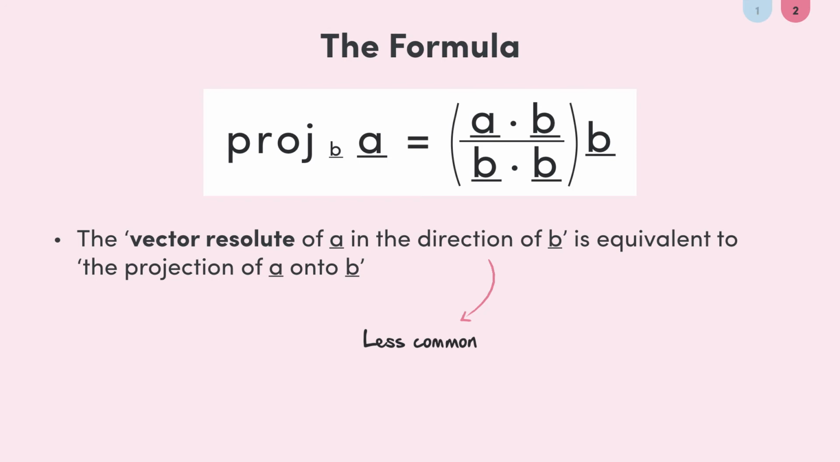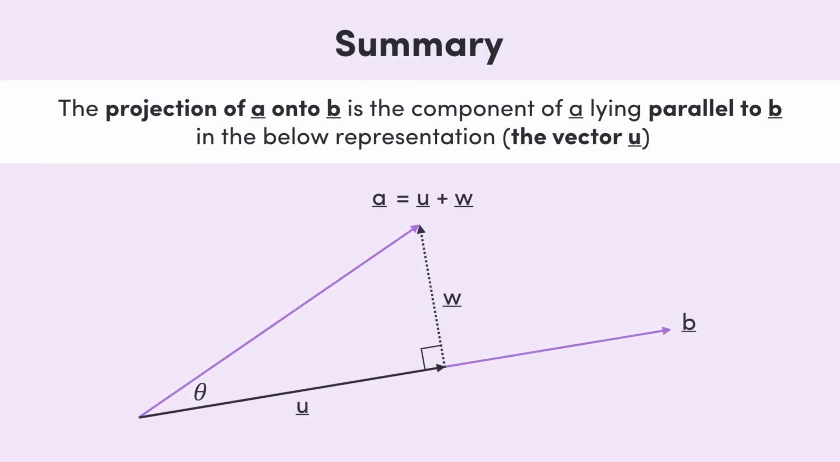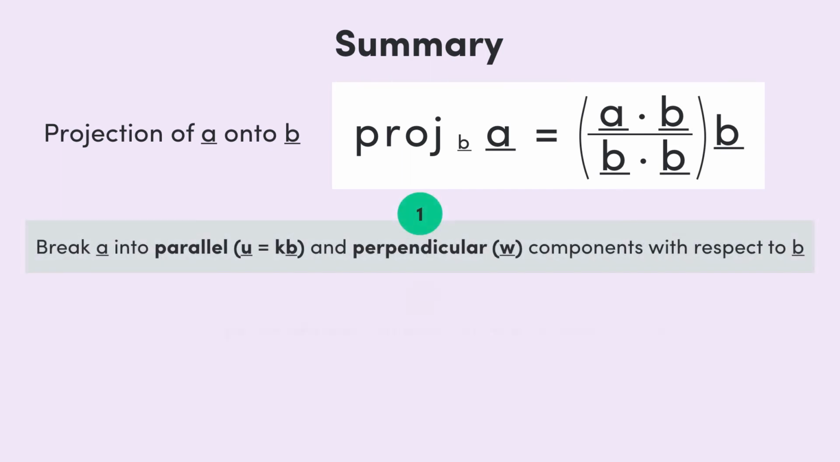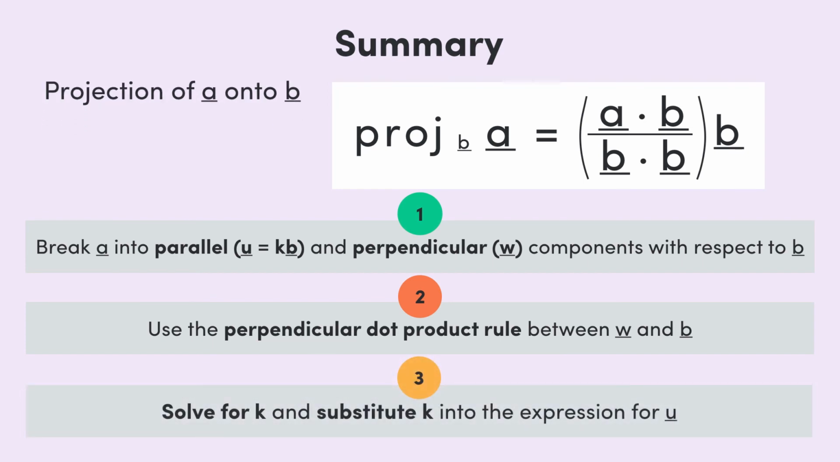Let's sum up this fairly packed video. We journeyed into the idea of a vector projection, essentially splitting up a vector into parallel and perpendicular components with respect to another vector. A formula for the vector projection followed. It's an important one. Be extra careful with the notation for the projection of a onto b. We went about proving that formula through this 3-step process. A little extra terminology rounded up this content.